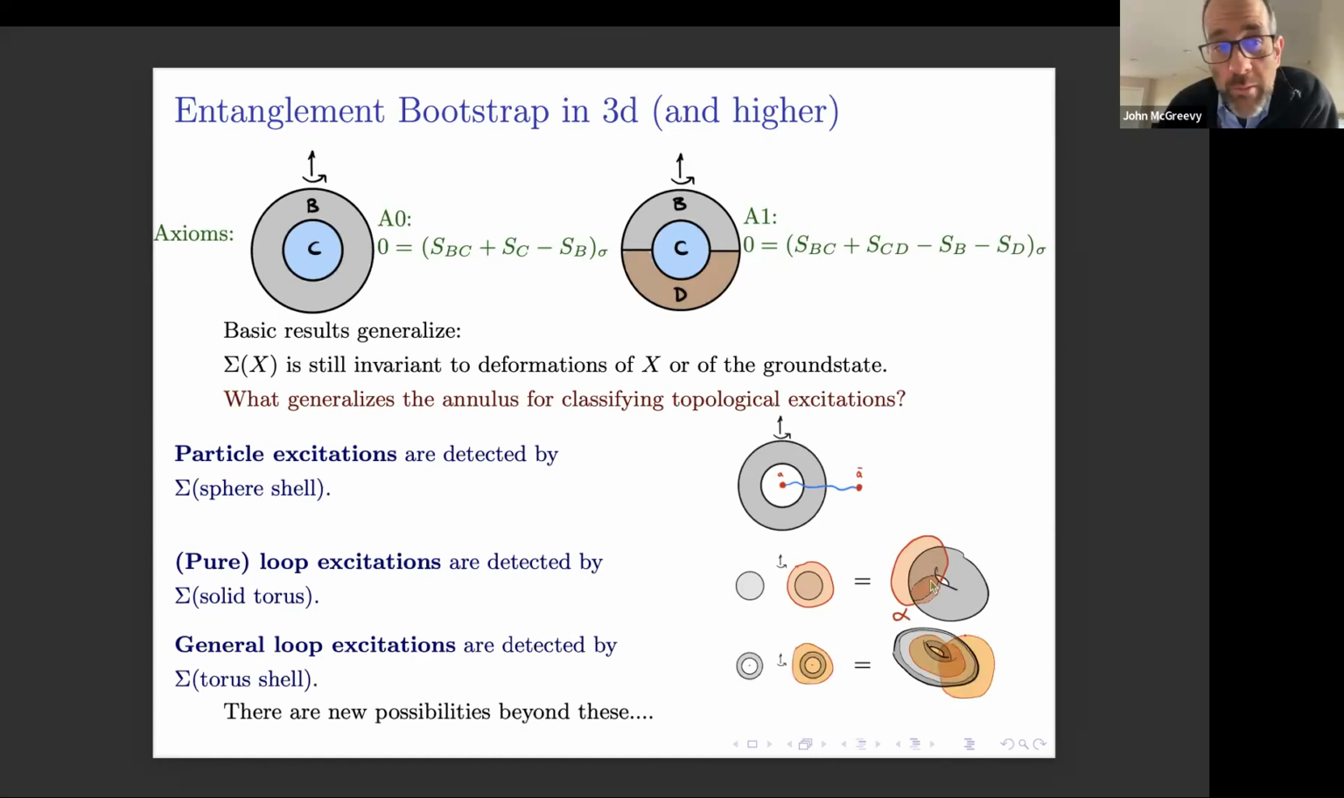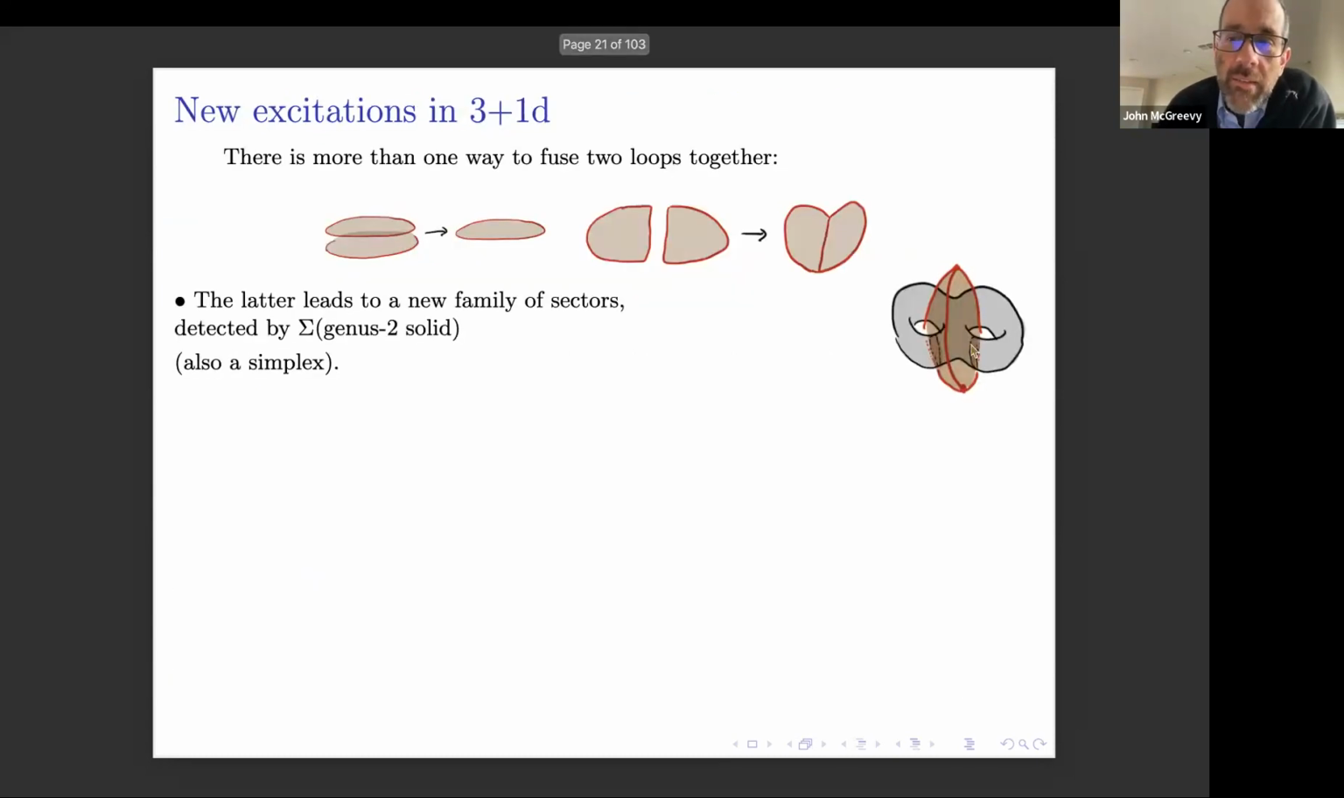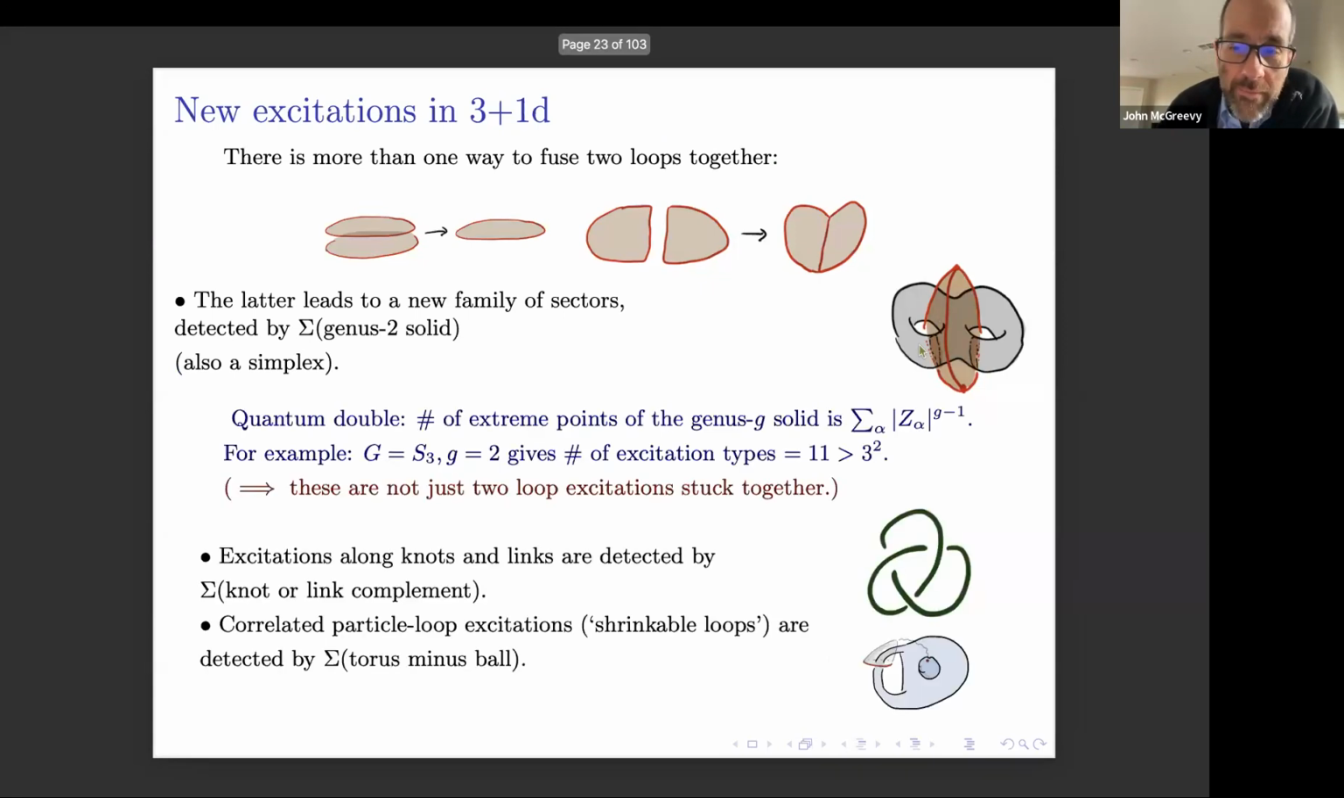And in fact, there are many new possibilities. The torus shell detects linked loop excitations. The genus 2 handlebody detects these kinds of graph excitations. And more generally, you can think about the information convex set of the complement of an arbitrary knot or link, which detects excitations that have the topology of that knot or link. So this is something that we spent a while thinking about, and there's quite an interesting zoo of classes of excitations.